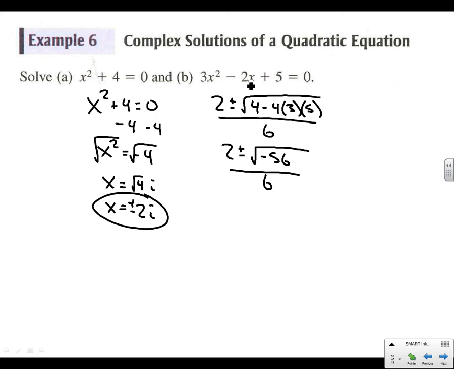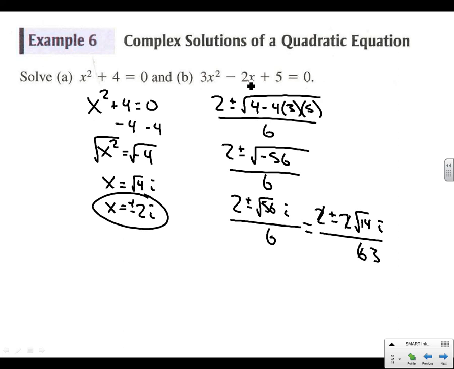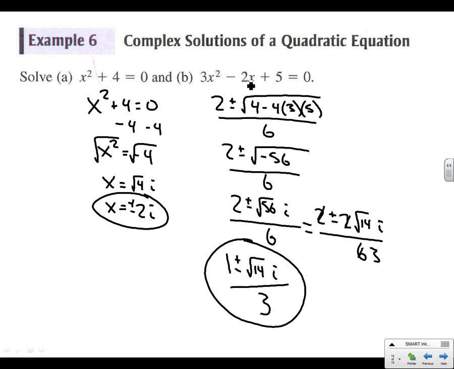All right, and so let's pull that i out. So now we can do it. 2 plus or minus root 56 i all over 6. And does anything go into 56 cleanly? It's 4 and 14. So 2 plus or minus 4 comes out as 2. 14 is left in there, all over 6. And at this point we can reduce the 2's and get a 3 there. So we're going to say 1 plus or minus root 14 i all over 3. All right, and so that is our final answer.